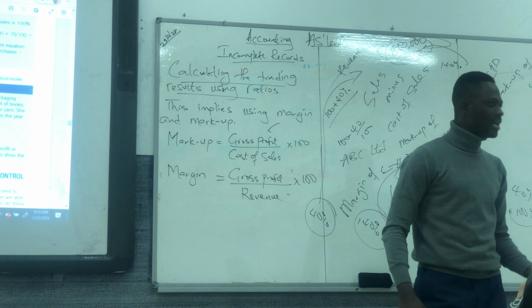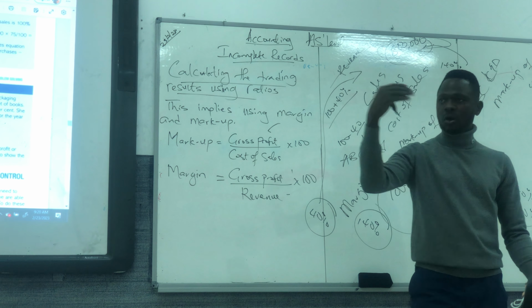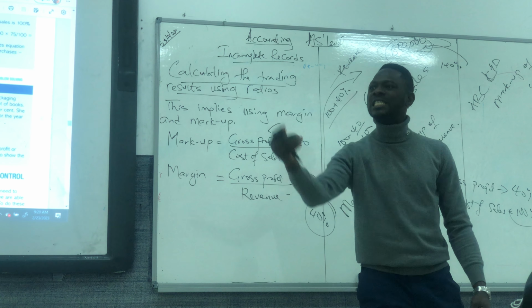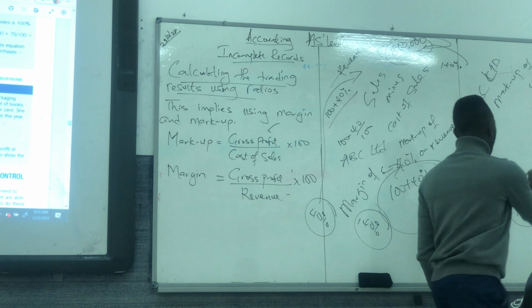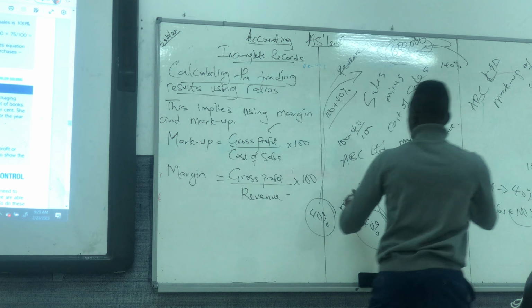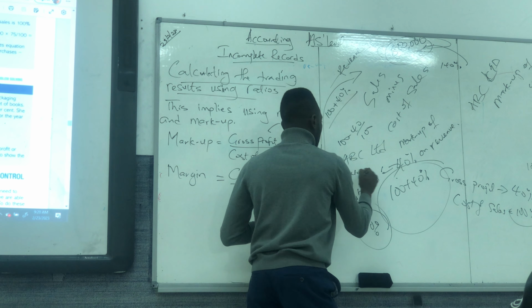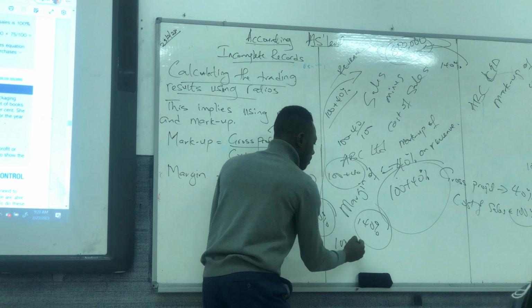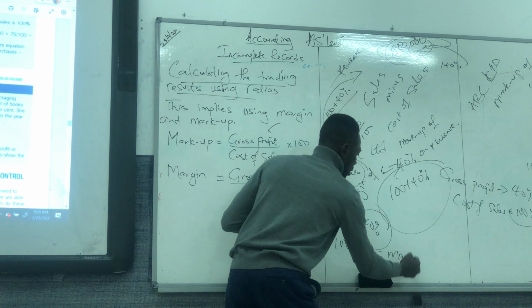Do we get it now, clearly, please? So markup is 140%. Margin is 60% because it is 100%. It is 100 plus 40 for markup, 100 minus 40 for margin.